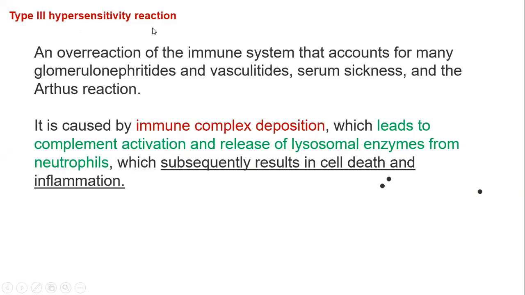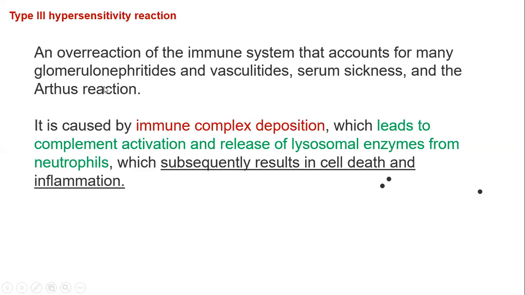The type 3 hypersensitivity reaction is an overreaction of the immune system that accounts for many cases of glomerulonephritis and vasculitides, so vasculitis. They are talking about specific tissues or cell types in the human body, and they are saying that in glomerulonephritis, vasculitis, and also serum sickness and the Arthus reaction, the fundamental cause of these diseases is overreaction of the immune system. That is basically the type 3 hypersensitivity reaction in all these four cases.